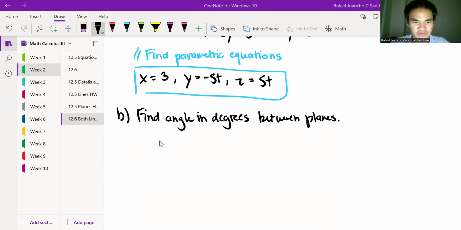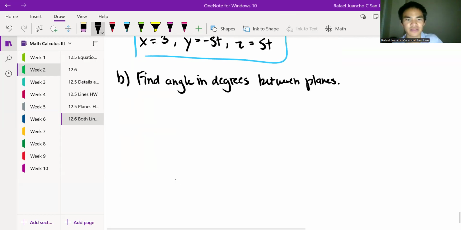Oh, we just get their normal vectors. And then I get their dot product. Yeah, I just have to get their dot product. So to find the angle, we want to get their normal vectors, which you already did actually.